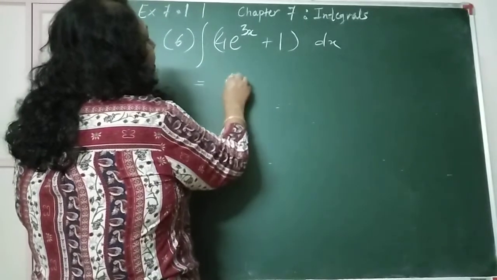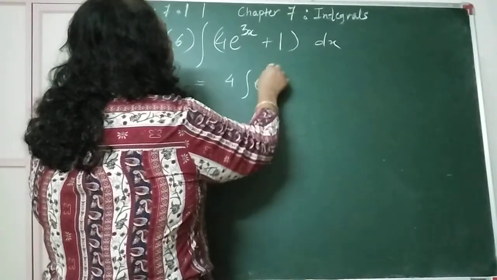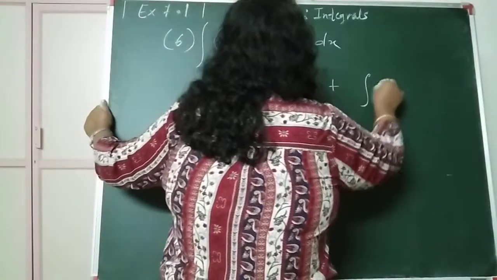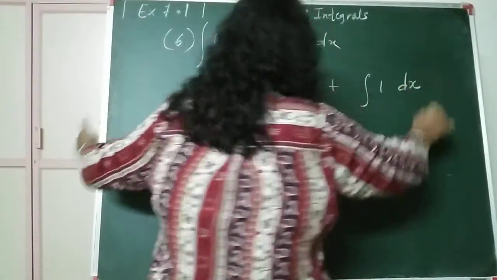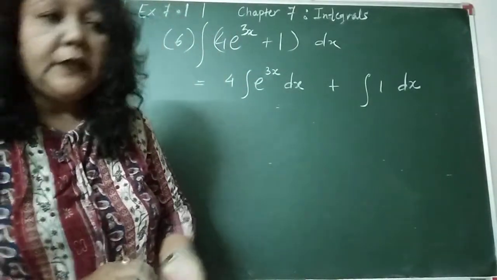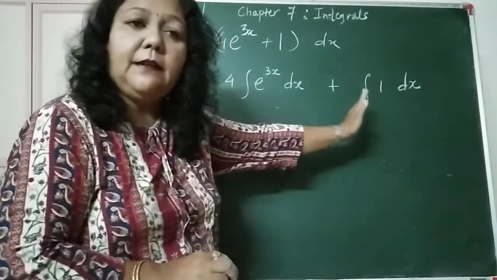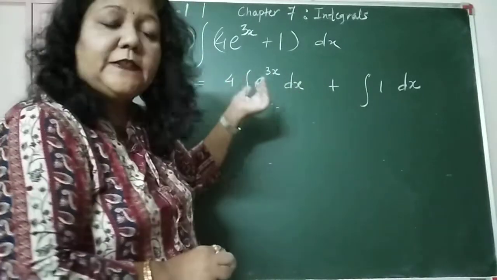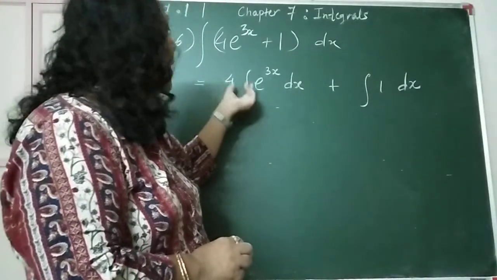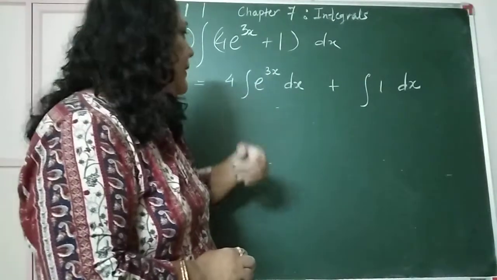So over here 4 is a constant, so integral of e raised to 3x into dx and plus integral of 1 and dx. So what did you do over here? You had two terms, you separated your integral for both of them. If there is a constant, then just like in differentiation you used to remove the constant outside before differentiating, here also you will remove the constant outside before integration.